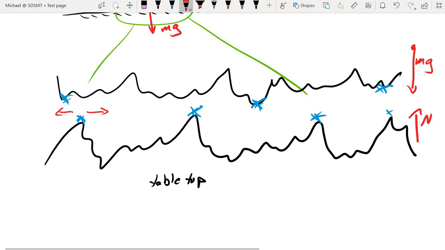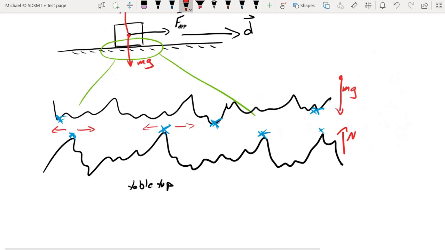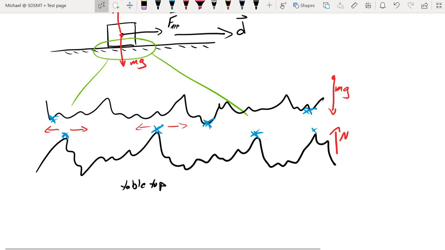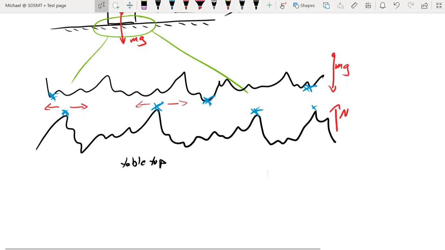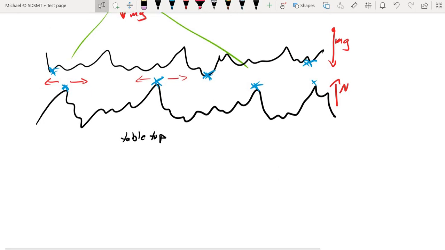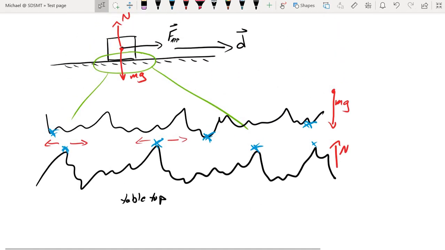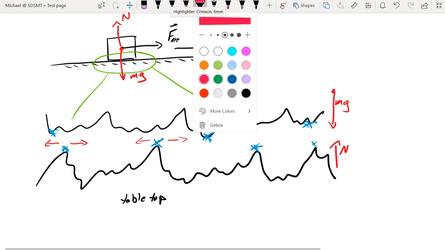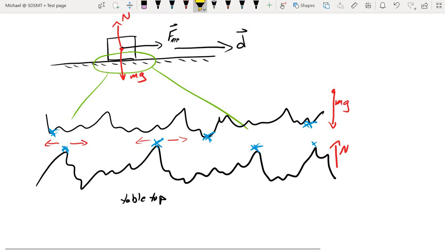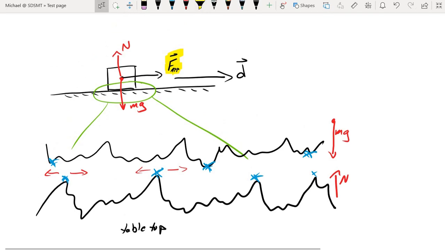And so every one of those snags causes some kind of equal and opposite force interaction. And what we need to do is figure out how that is going to affect the motion of this block. And this interaction of force counterforce is what we refer to as friction. Now, if the applied force is small enough, then the block is not going to move.